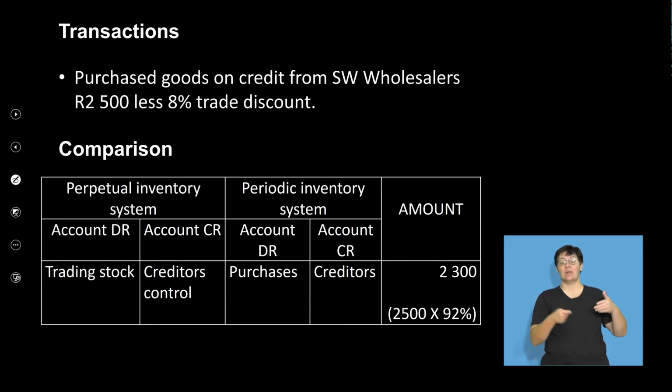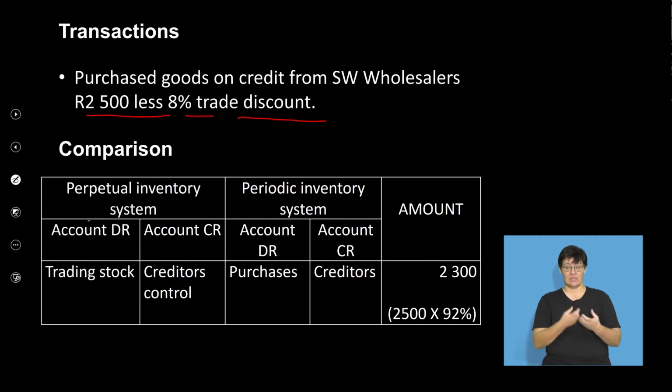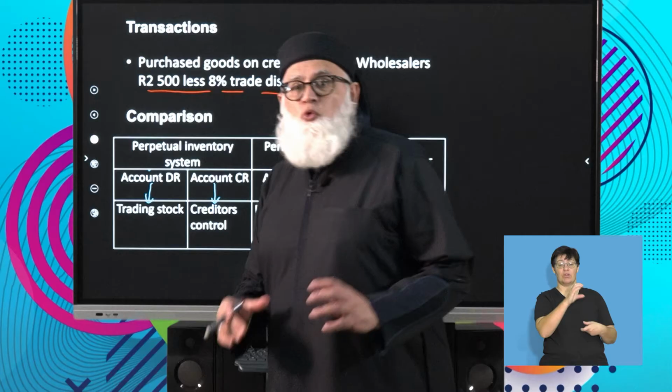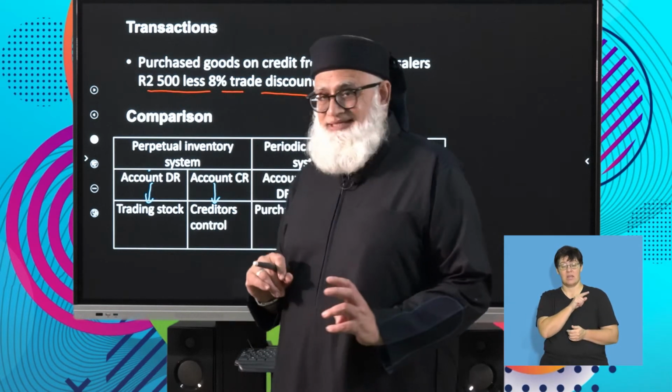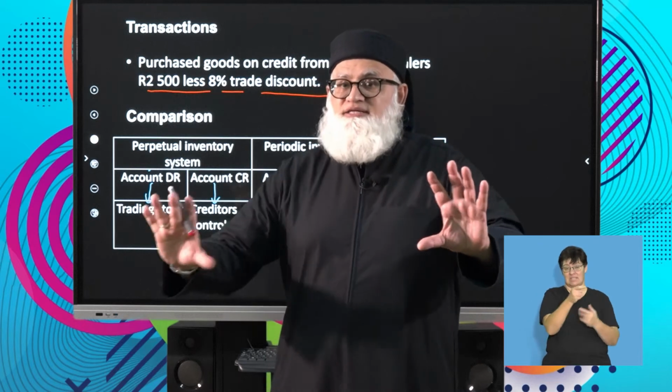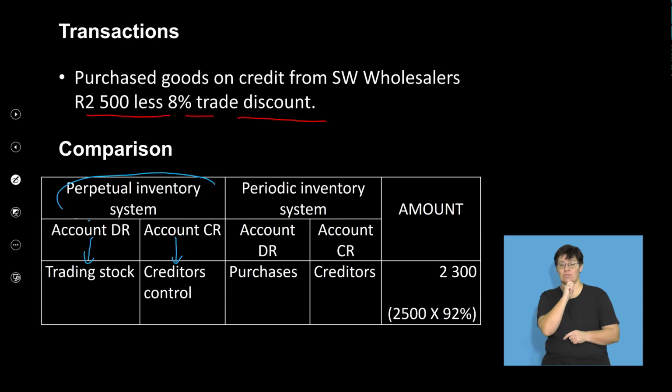Purchase goods on credit from SW Wholesalers, 2,500 less 8% trade discount. Let's start with the perpetual first. Perpetual, we know. Account debited will be trading stock. Account credited will be creditors control. Why? Because we have purchased goods on credit. So debit trading stock, creditors control, that is using the perpetual inventory system.